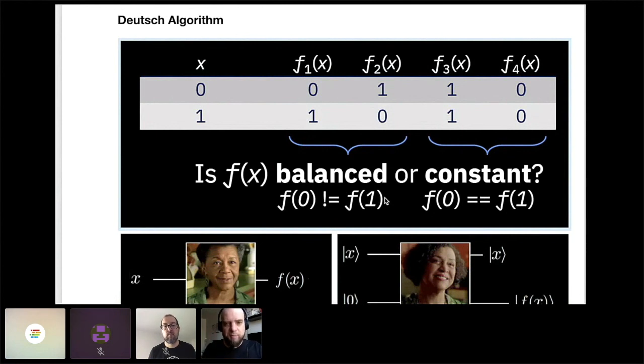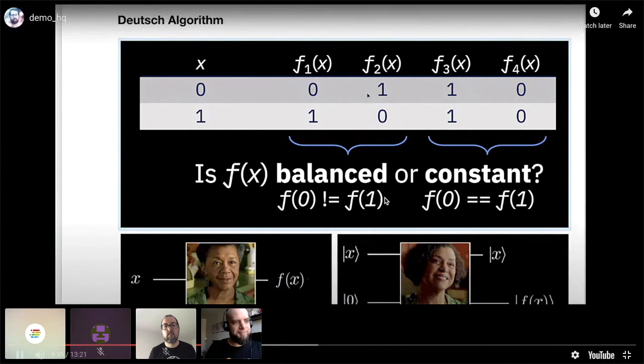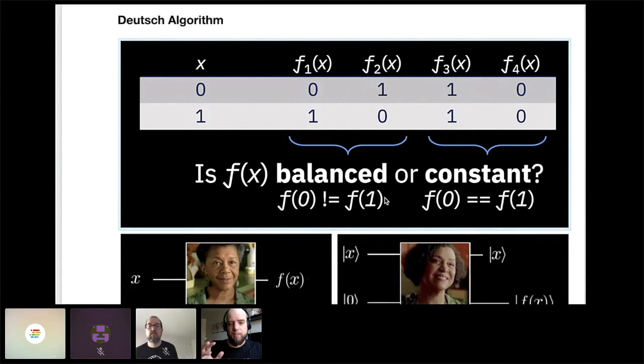Let's speed the video up a bit because I think I'm getting ahead of myself. In a quantum execution, it's possible to do this with only one execution.